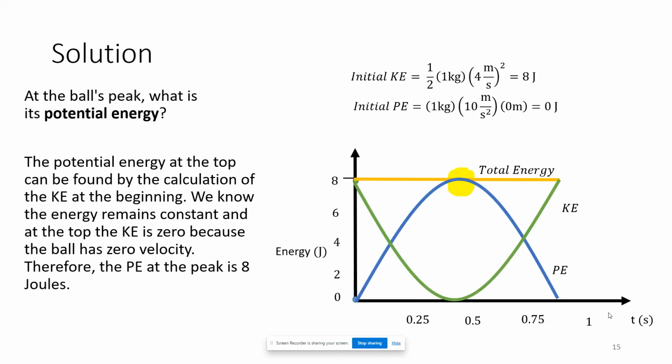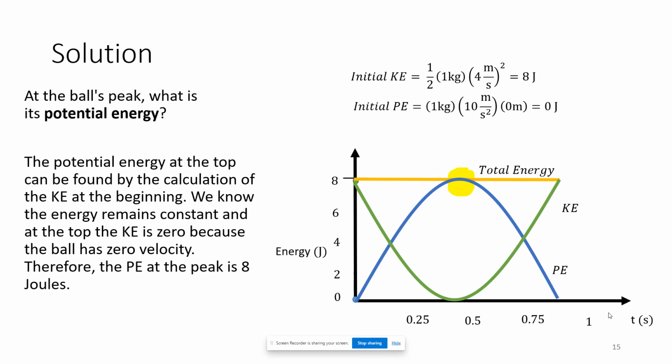So at the ball's peak, what is the potential energy? We know here that the potential energy at the top can be found by the calculation of the kinetic energy at the beginning. We know the energy remains constant, and at the top, the kinetic energy is 0 because the ball has 0 velocity. And so then we can understand that the potential energy at the peak has to match the initial kinetic energy, which is 8 joules.